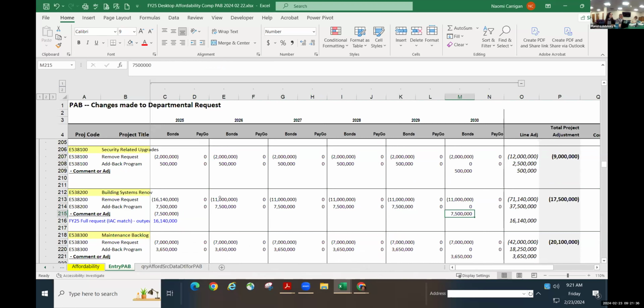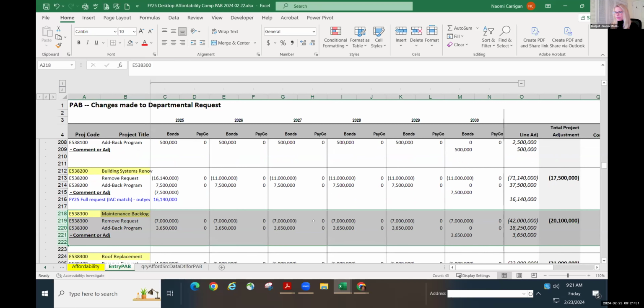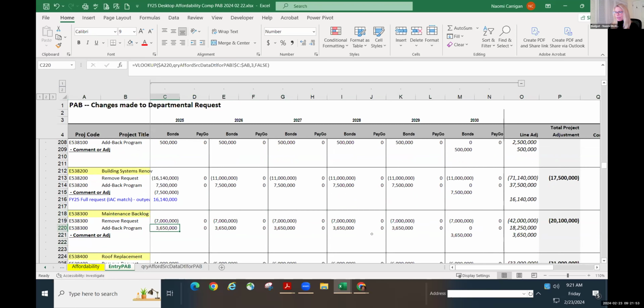Good. It's one of those things we review every year when the state comes out with the funding that they're providing the Board of Education on their schools. Okay, sounds good. Maintenance backlog. They requested 7 million a year. I brought it back down to plan at 3.65 million.